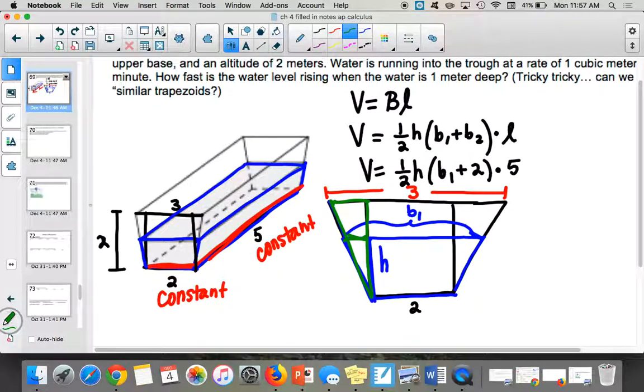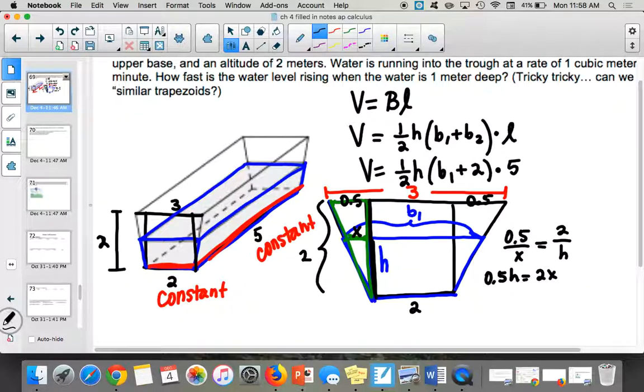Can you figure out what this distance is right there? Yeah, 0.5. All right, so we have 0.5 to, I'll call it x. So 0.5 over x is the same as this to this. What was the total height? 2. So 2 over h. And you can cross multiply. We get 0.5h equals 2x, which means h is equal to, if I multiply by 2 on both sides, 4x. So we can use that.